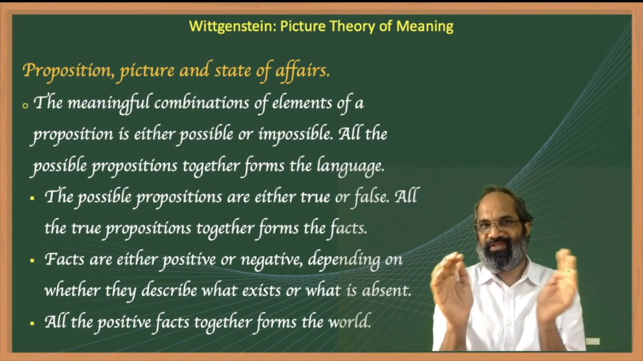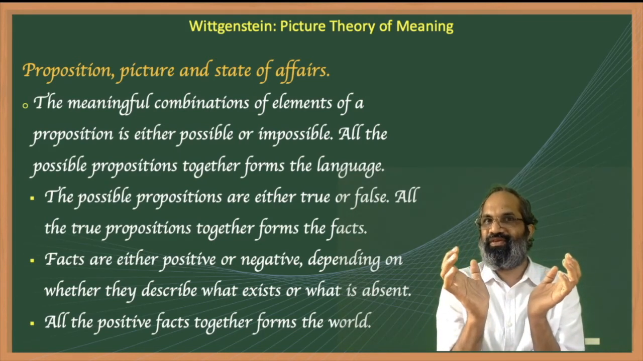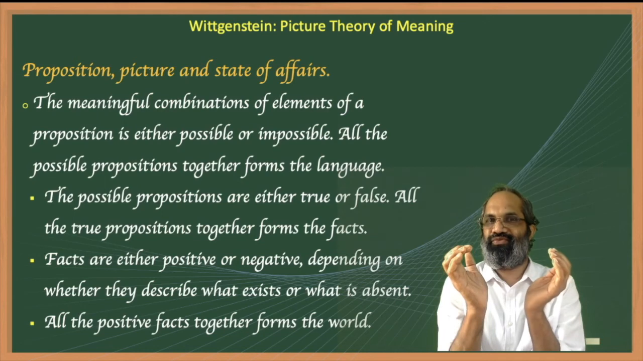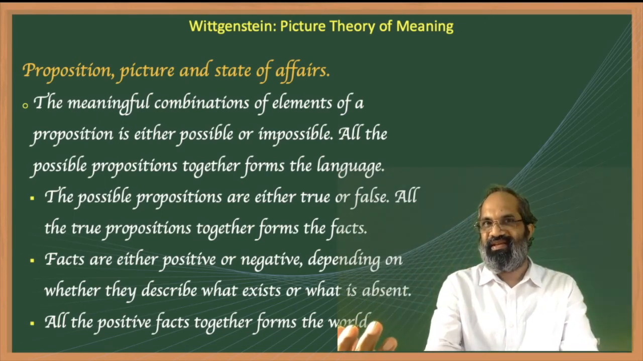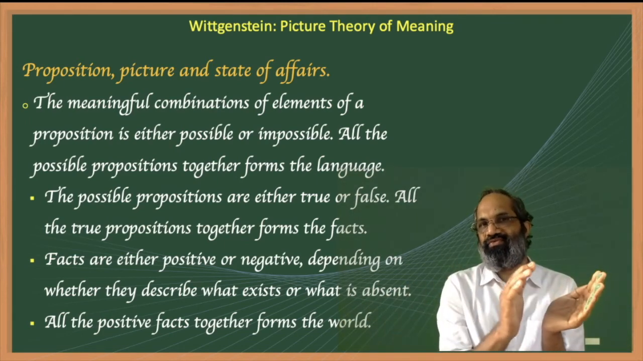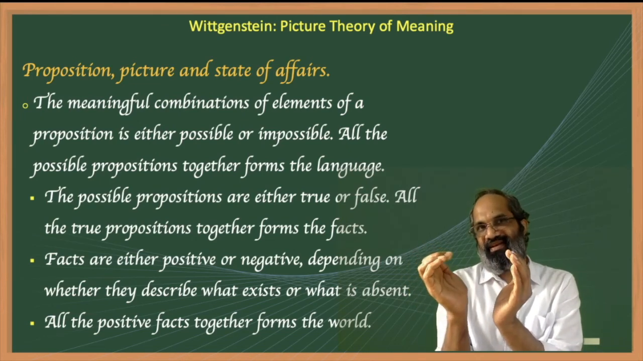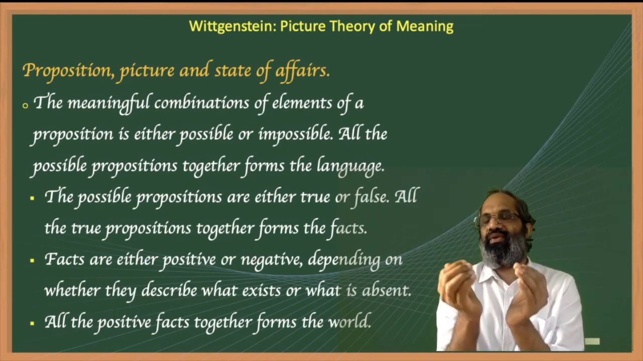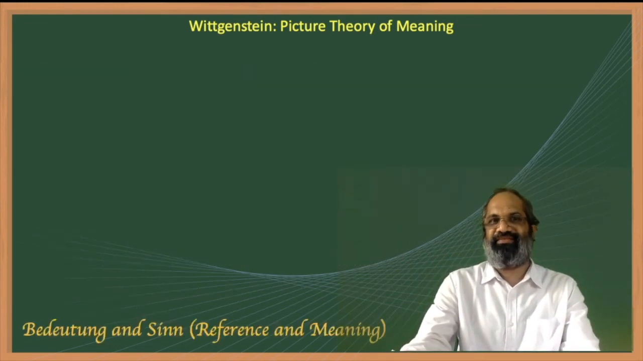So, to simplify it, all the meaningful possible combinations of words in a proposition make the language. And among the meaningful propositions, some are true, some are false. All the true propositions together form the facts about the world. And among the facts, they are either positive or negative. All the positive facts together form the world.